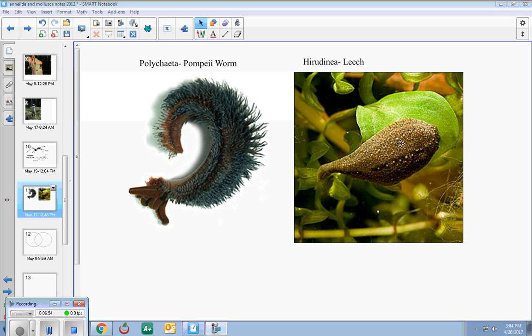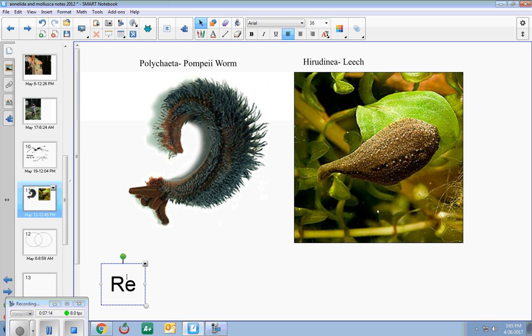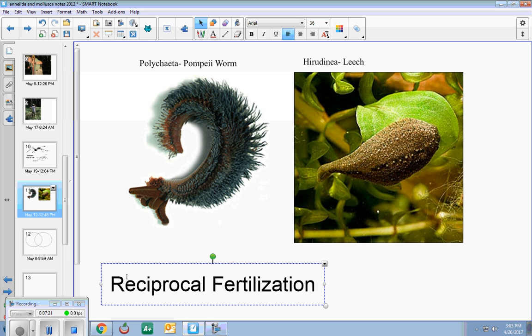And so oftentimes if you're in the water and there's leeches, you'll have to do a check over your body because you won't actually feel them sucking the blood out. They are hermaphroditic for reproduction, and it's called reciprocal fertilization. Reciprocal fertilization is where both of them will donate sperm to the other.